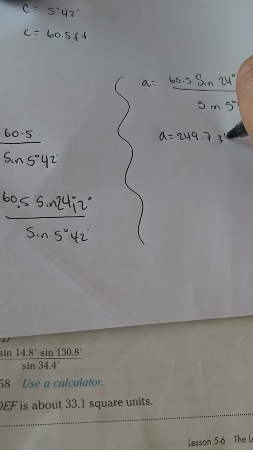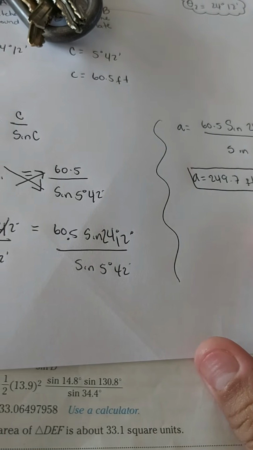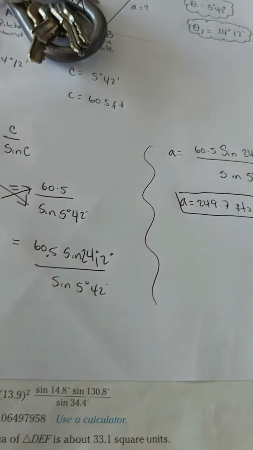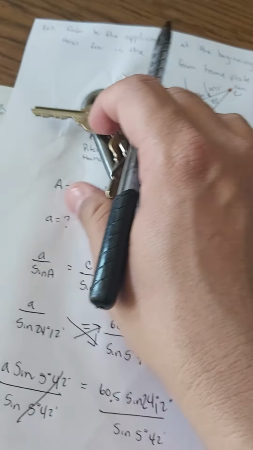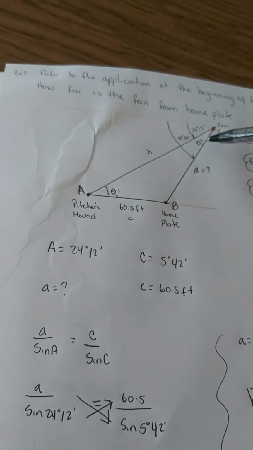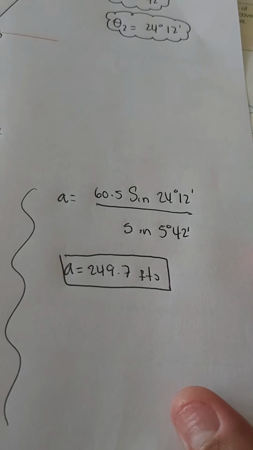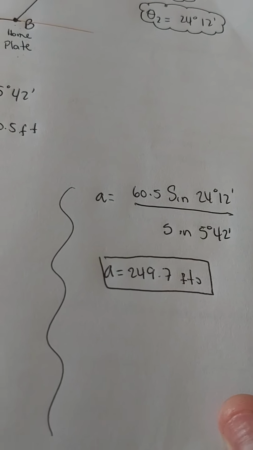249.7 feet. Okay, so that will be the distance the fan is sitting behind home plate. 249.7 feet.